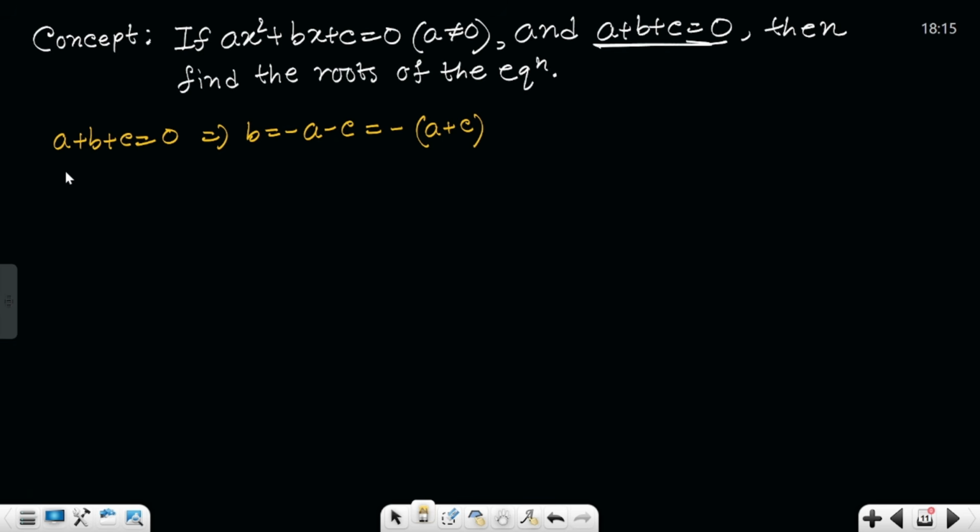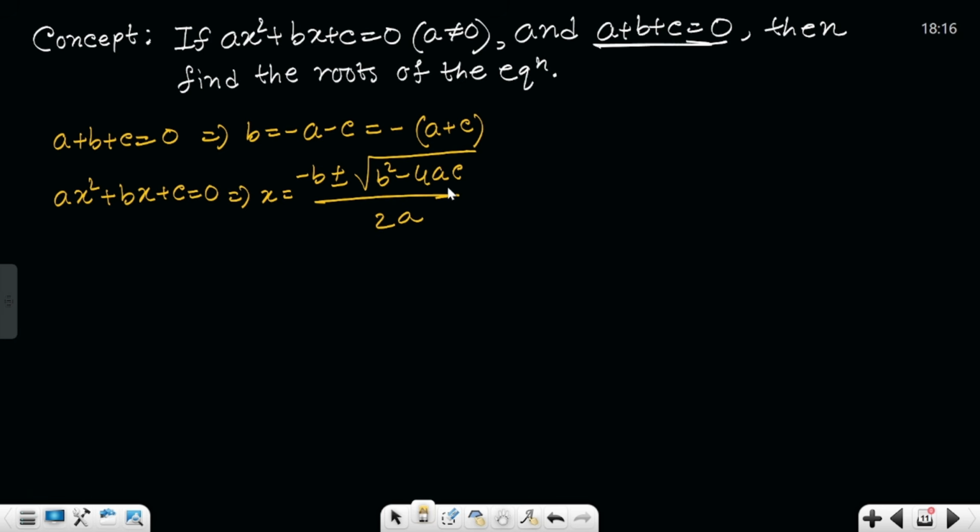So now we know that if there is an equation like ax squared plus bx plus c equal to 0, x will be equal to minus b plus minus root over b square minus 4ac by 2a, right? Now we will put the value of b here. If we put it here, this minus and this minus will be plus. So this will be a plus c plus minus root over, now minus a plus c whole square, that will be a plus c whole square, here minus 4ac, okay, divided by 2a.